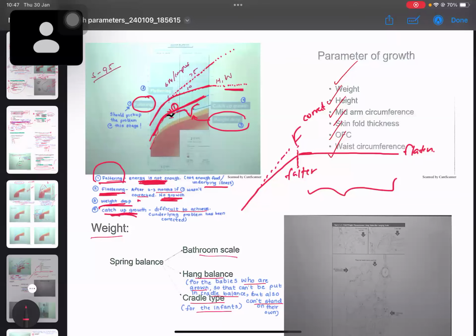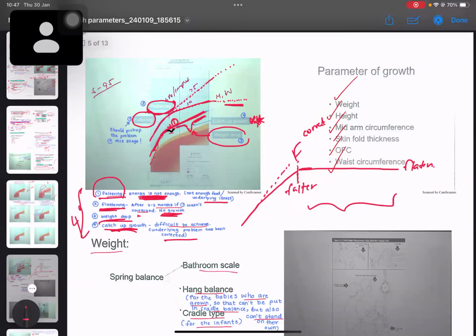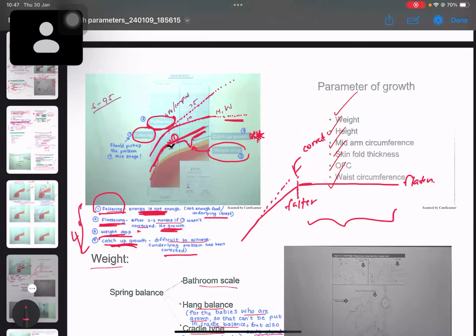And catch up growth, as I said before, means after a weight drop, a child again comes to its normal pattern. This is catch up growth. It is difficult to achieve unless the underlying problem has been corrected. If the problem is corrected, the child will catch up to its normal growth pattern. If the problem is not corrected properly, the child won't attain the normal pattern, and that's called flattening. So you should be thorough with all 4 terms. Okay, this will be asked in MCQs.